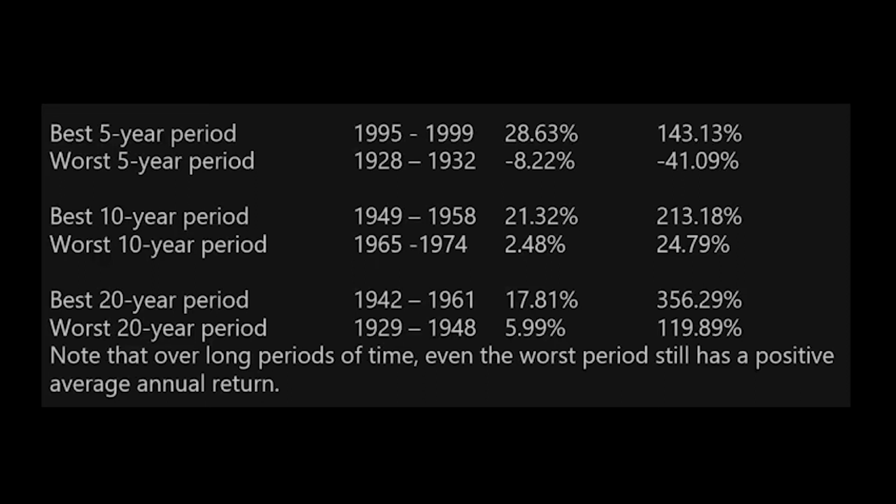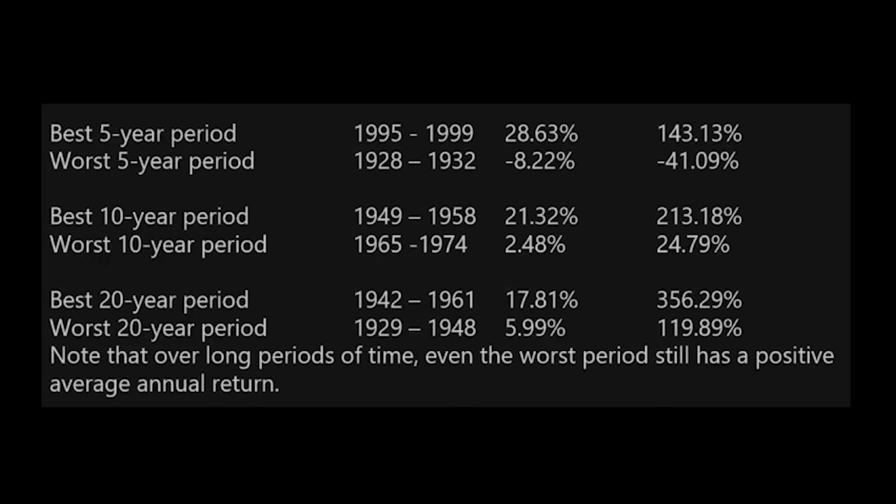But if we look at just a 10-year holding period return, the best 10-year holding period return was 1949 to 1958. So just following World War II, what we call the post-war boom era, the average annual return was 21%, so still pretty damn good year over year. And the total holding period return over those 10 years was 213%, right? So you tripled your money. Pretty damn good for 10 years.